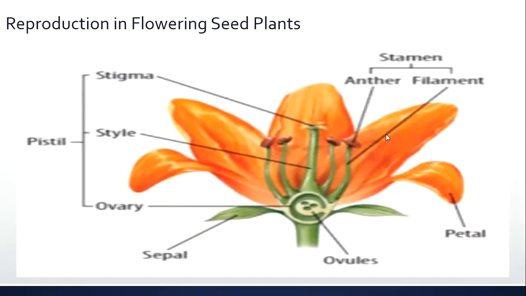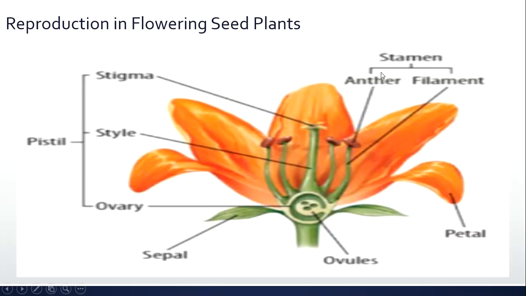Coming to reproduction in flowering seed plants. Most plants you see around you are angiosperms, which means the flowering plants. Fruits and vegetables come from angiosperms. Many animals depend on angiosperms for food. The reproduction of an angiosperm begins in a flower. Most flowers have male and female reproductive structures.